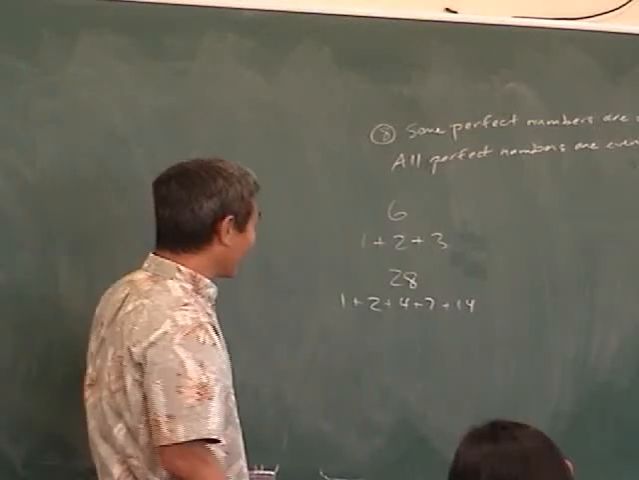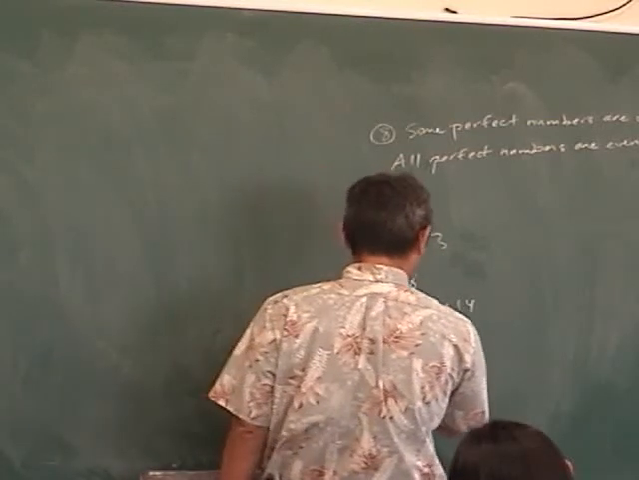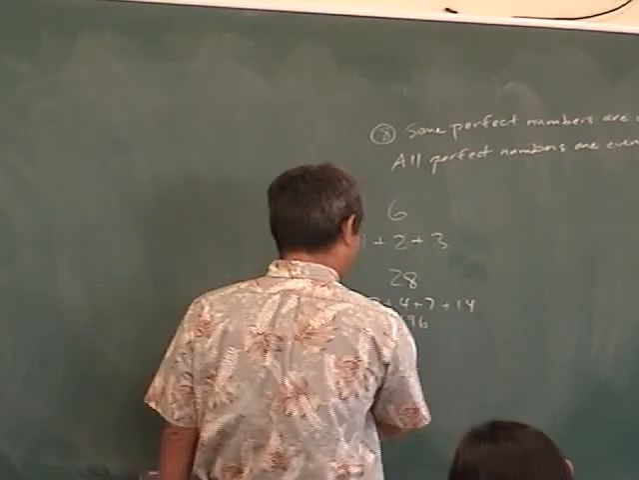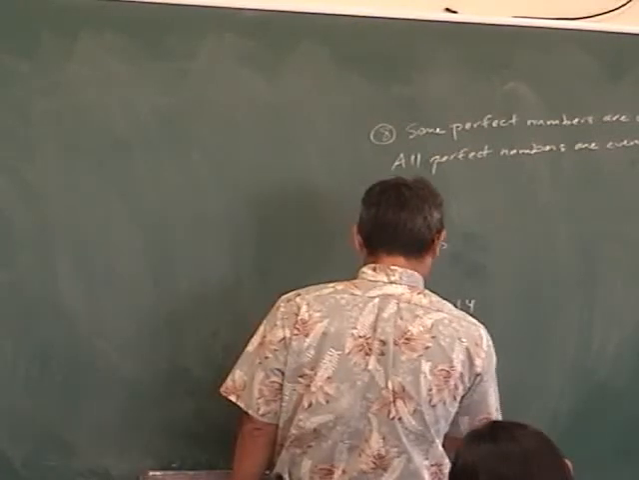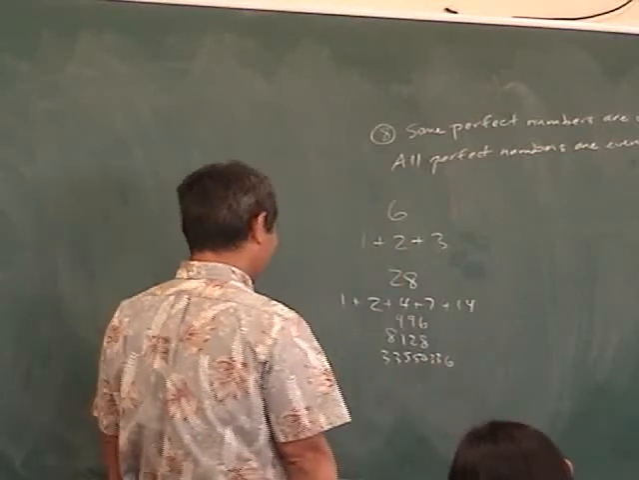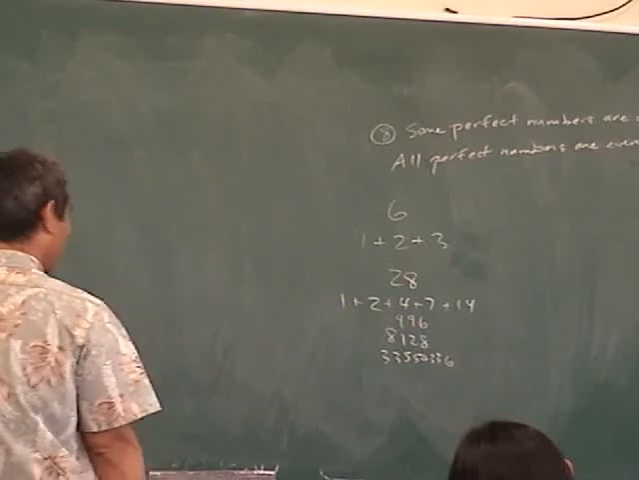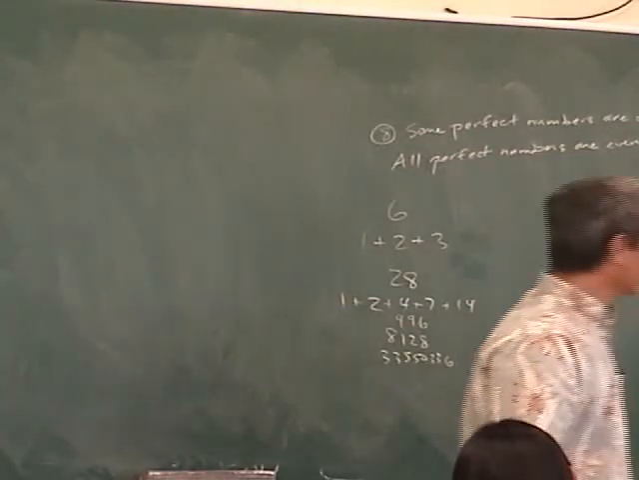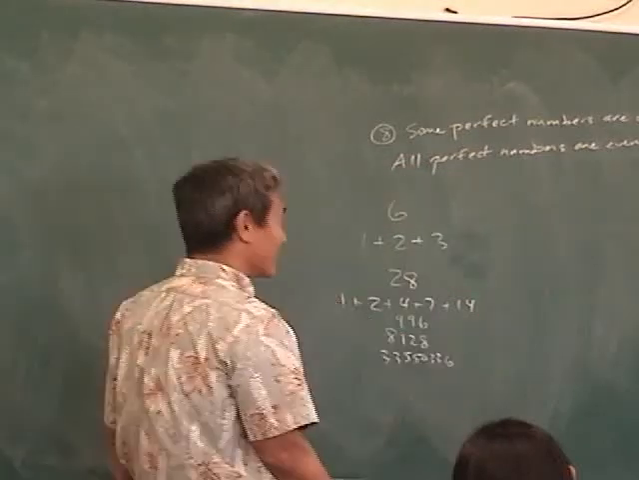The next perfect number, of course, is 496. Does anyone want to take that on? Then there's 8,128, 33,550,336. How do I know? Right there, the perfect number eye chart is right over there behind the TV. You were in my summer school class, right? I showed you that.